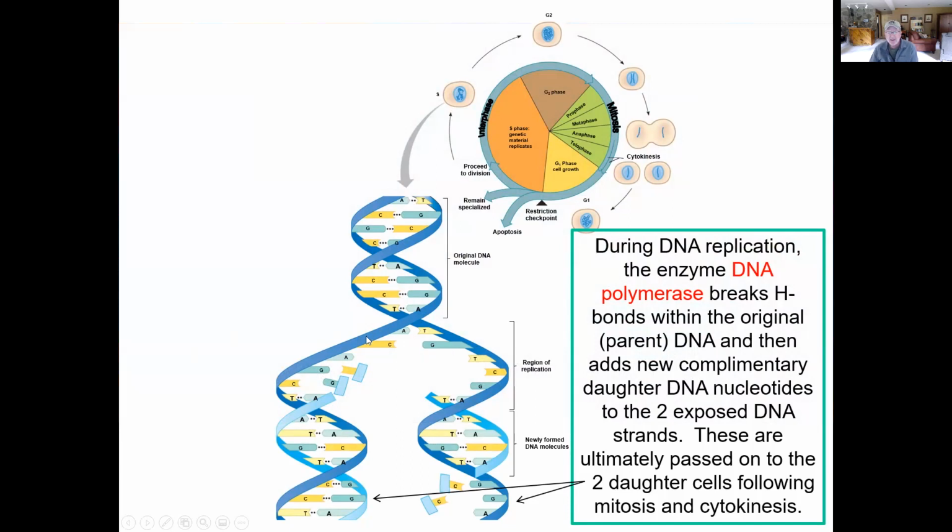So we have now these exposed bases of the original parent DNA, and what happens during replication is the cell synthesizes new daughter DNA nucleotides. Here we see two coming in, and they hydrogen bond to the exposed bases of the parent. This hasn't happened on this side yet, but you can see it happening here.